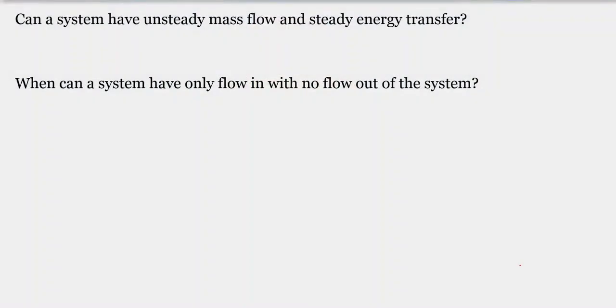Okay, so I want to leave you with a couple of thought questions. You can either use a system example, think of some actual device, or you can just think again in terms of the generic forms of the conservation of mass and conservation of energy. But I want you to answer these two questions. Can a system have unsteady mass flow and steady energy transfer? Can a system have both of those conditions happening simultaneously? And when can you have a system which has only flow in and no flow out? So imagine a system that has one entrance but no exits.